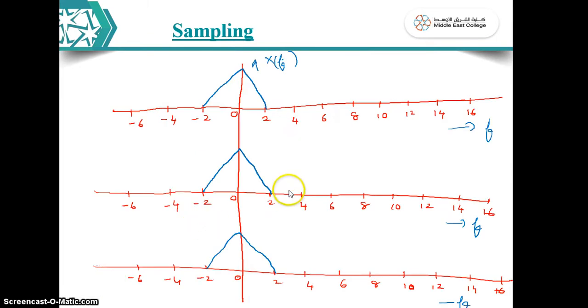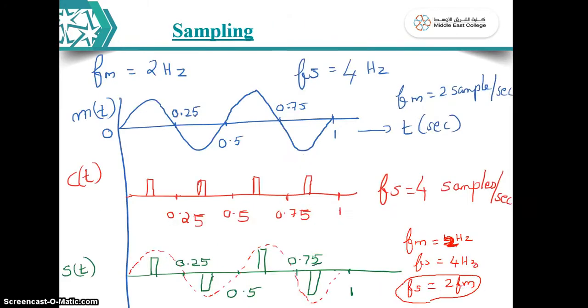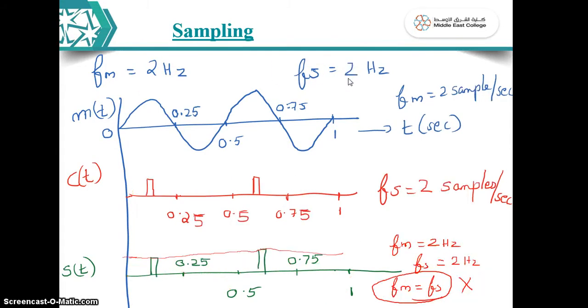Now consider the sampling theorem again in the frequency domain case. We will take our first condition. What is our first condition? We have taken Fm as 2 Hz and Fs as 8 Hz. So our Fs is 8 Hz.